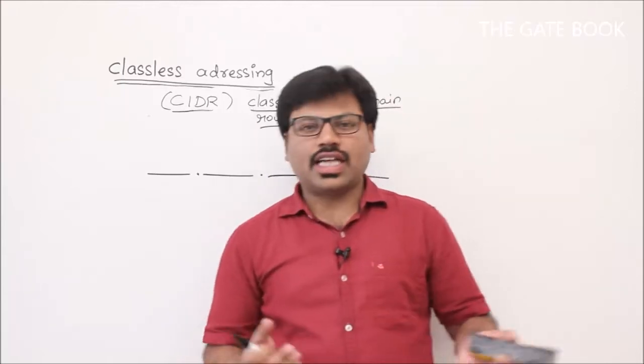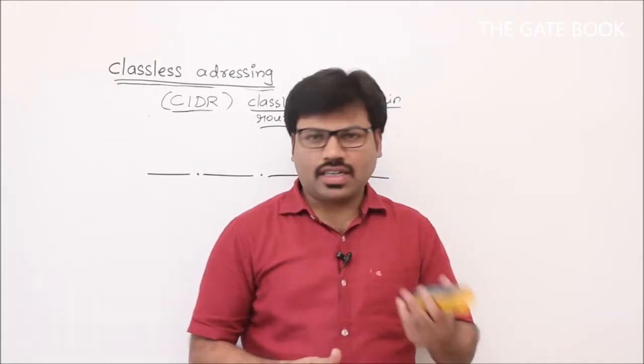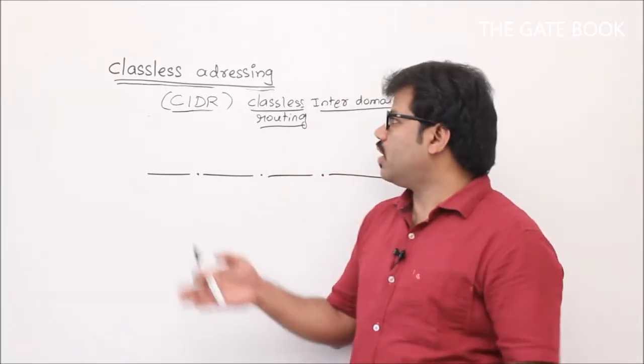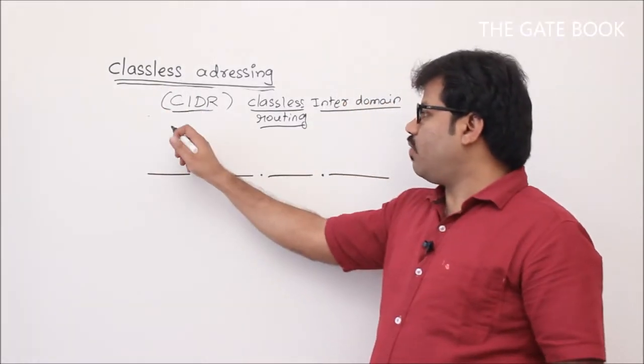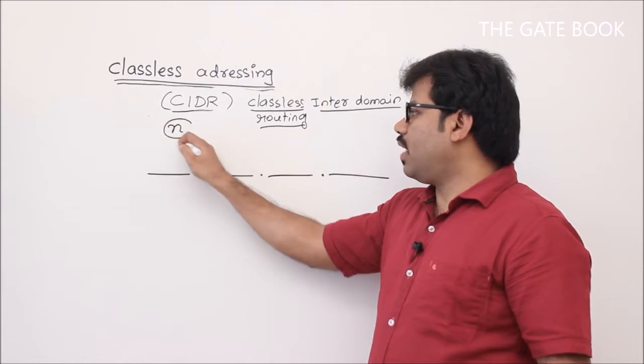So far we have seen classful addressing, right? And the problems with that classful addressing. That's why we are now introducing classless addressing. In classless addressing, we are going to have a prefix number n. What does it mean? I will tell you.